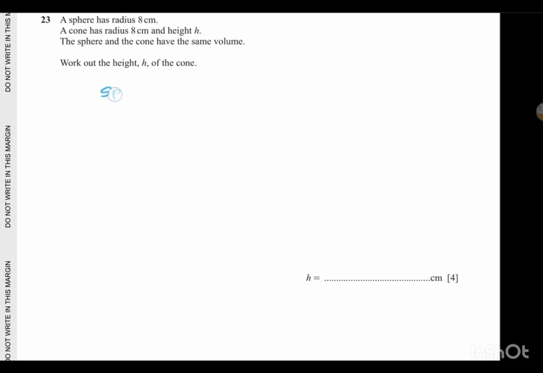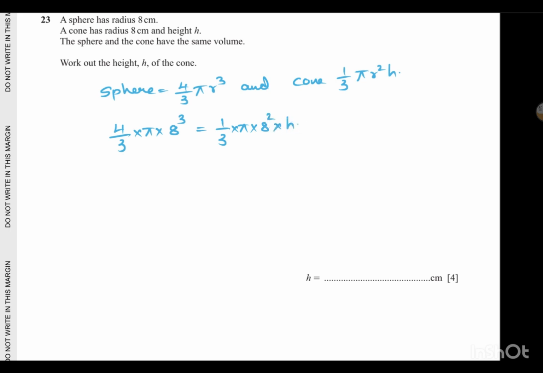The volume formula for the sphere is 4 by 3 pi r cube, and for the cone it is 1 by 3 pi r square h. So use them, equate them and substitute the value of r. 4 by 3 into pi into 8 cube is equal to 1 by 3 into pi into 8 square into h.